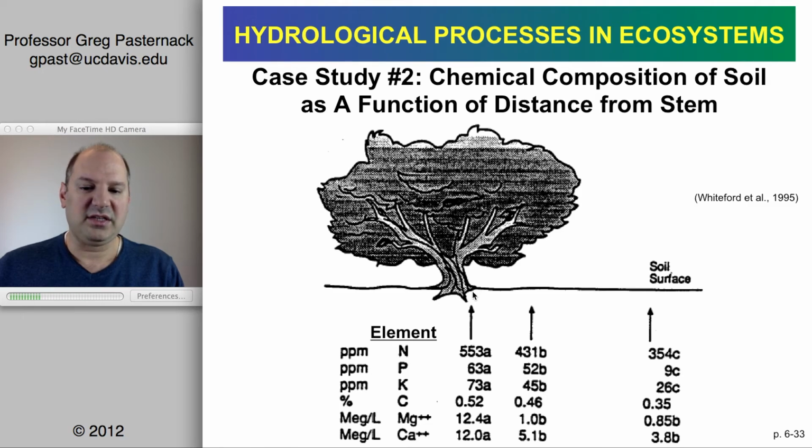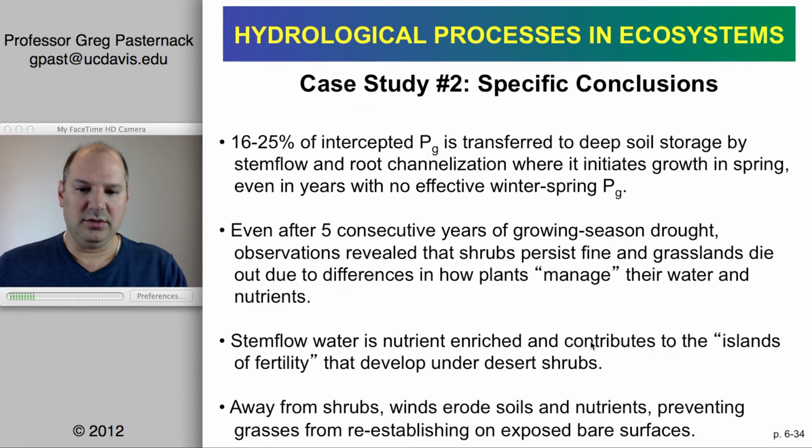If we compare what's coming right under the shrub versus under the canopy, there's differentiation of the first three again. There's no differentiation of carbon, but there is a differentiation for these cations. So the specific conclusions of the study are that 16 to 25% of the intercepted gross precipitation is transferred to deep soil storage by stem flow and root channelization.